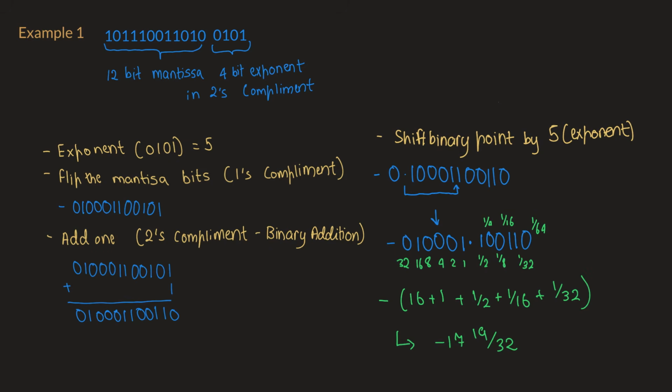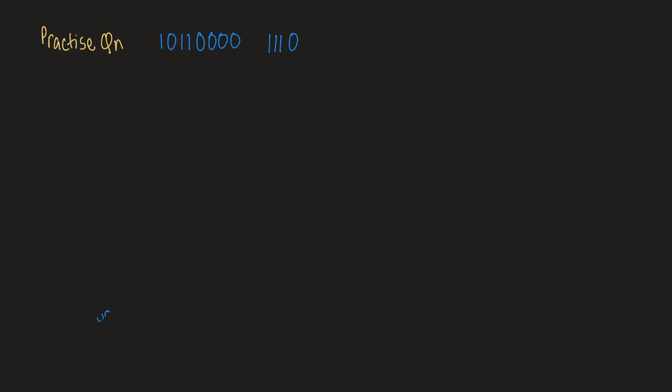Here's another question. You can do this as practice. Convert this mantissa and exponent into denary. It's also in 2's complement and has an 8 plus 4 bit representation. The answer to this is minus 5/32. If you get this, you're pretty sharp with this topic then.